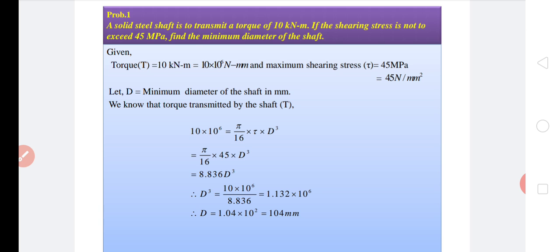Let capital D equal the minimum diameter of the shaft in millimeter. We know that torque transmitted by the shaft T, equals 10 into 10 to the power 6, equals pi upon 16 tau into d cube. From this equation, we can write d cube equals 1.132 into 10 to the power 6. So d equals 104 millimeter.